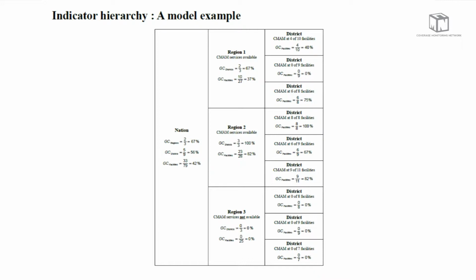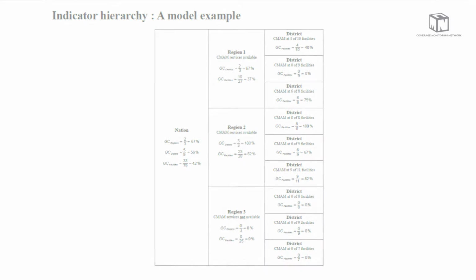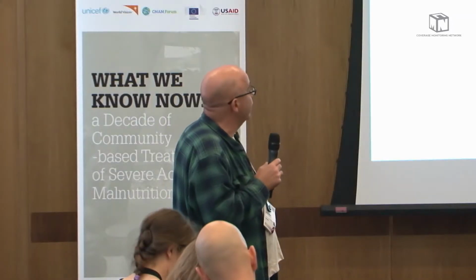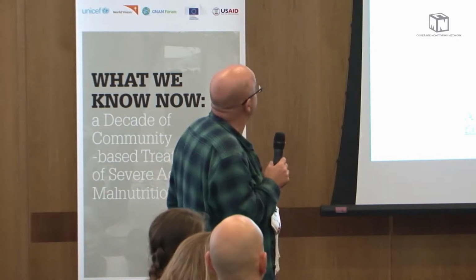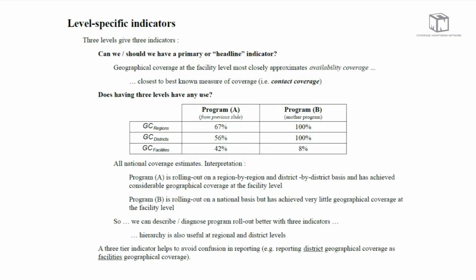And at the district level, that's our availability coverage. That's the number of facilities in the district offering CMAM services divided by the total number of facilities that could be offering CMAM services in that area. Now, a table is not a great way of presenting this sort of data, but it does show the hierarchy. Next slide, please. Now, 3 levels, 3 indicators.